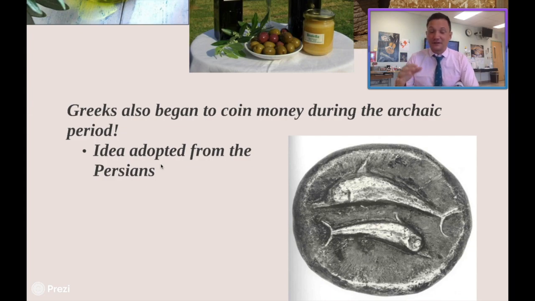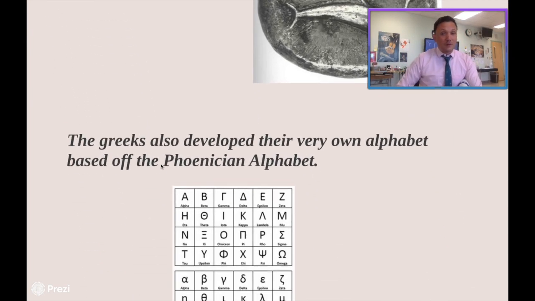All right, so they're going to adopt this idea after trading with some of the Persians, right? So, coining money, very, very important. The Greeks are also going to develop their very own alphabet, based off which alphabet? Oh, the Phoenician alphabet, right? The Phoenician alphabet, of course, is what type of alphabet? A sound-based alphabet. Very good job, Bailey. All right, very impressive, right? That is the phonetic alphabet, okay?